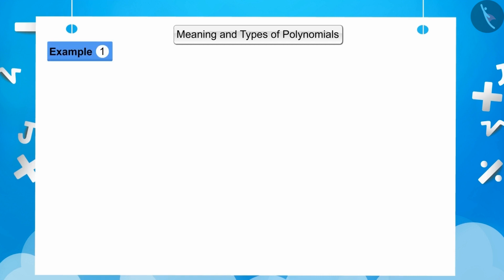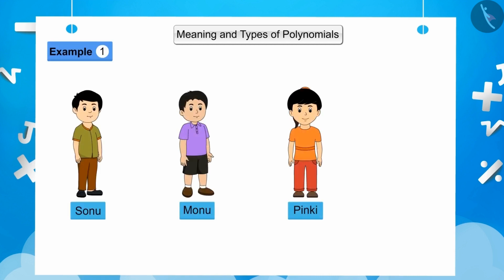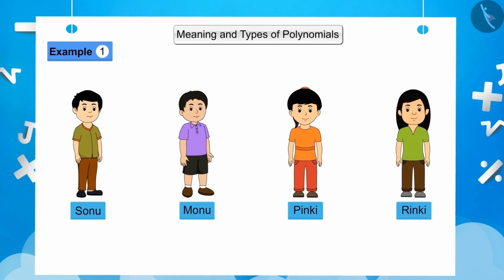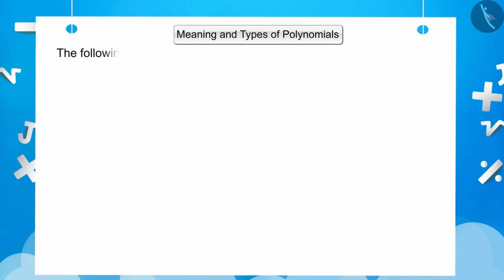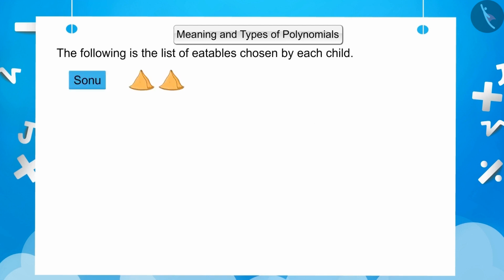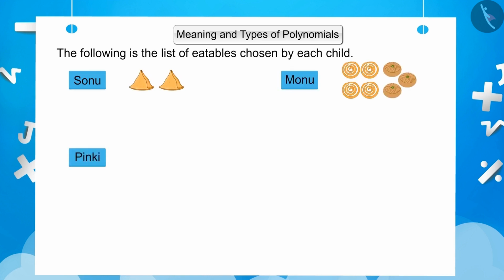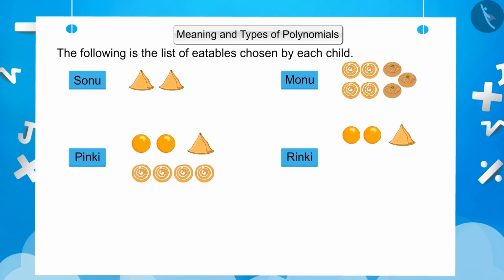Example 1. Sonu, Monu, Pinky, and Rinky are 4 siblings. Their uncle brought them some eatables from a fair. All four of them picked up the item they loved the most. The following is the list of eatables chosen by each child. Sonu, 2 samosas. Monu, 4 jalebis, 3 pedas. Pinky, 2 laddus, 1 samosa, 4 jalebis. Rinky, 2 laddus, 1 samosa, 4 jalebis, 5 pedas.